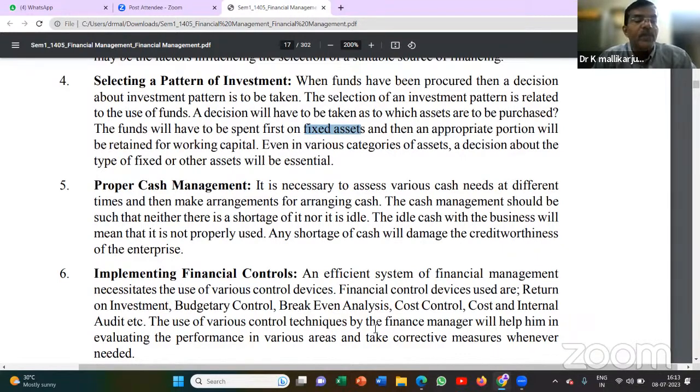The cash may be in shortage or sometimes idle, which is a problem for the firm, right? Cash is a very peculiar asset. Balancing it is very difficult. For example, a company's sales may be good, with 100% sales increase, but if the cash flows have not increased, it faces a liquidity problem.